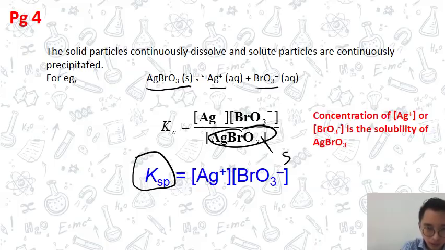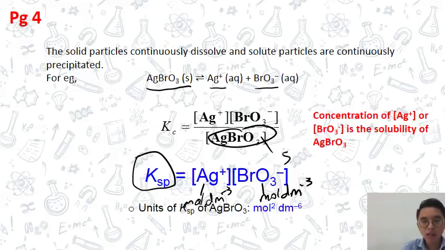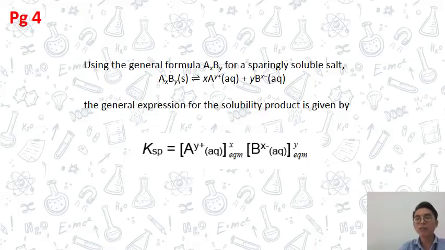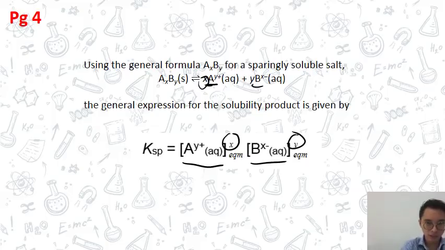Because each of these has the units of mol per dm cube, the units of Ksp in this case would therefore be mol squared dm to the power of minus 6, because both are multiplied together. A more general equation for Ksp would be, let's say these are the ions formed, it will just be the ions to the power of their coefficients, x and y. Very similar to your Kc. And similar to your Kc as well, Ksp is only affected by temperature. We will cover this a bit later on.